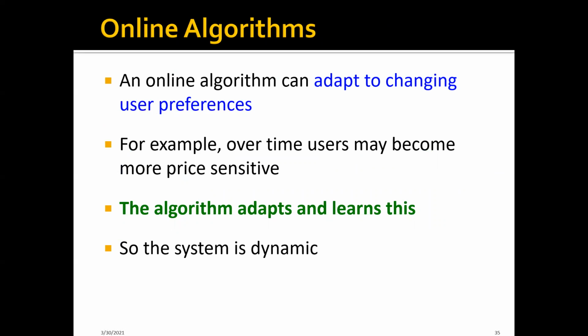So to summarize, an online algorithm can adapt to changing user preferences. For example, over time, users may become more price sensitive. This may be related to how the economy is going, and the algorithm can adapt and learn this kind of pattern. So in this sense, the system is dynamic.